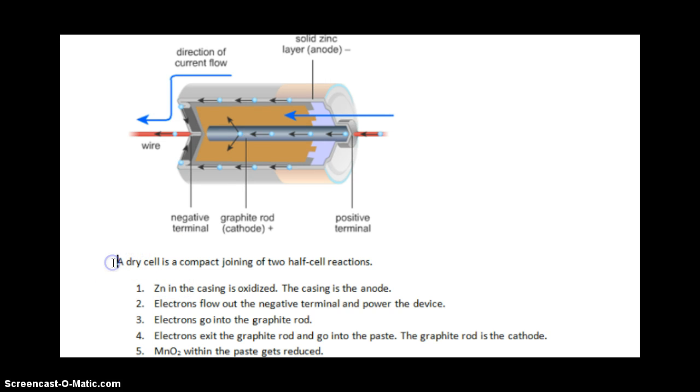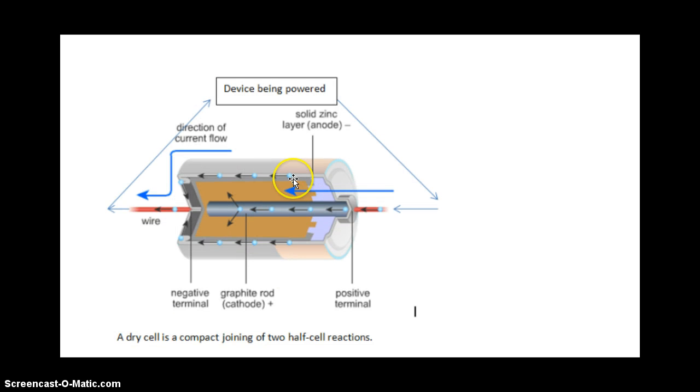A dry cell is a compact joining of 2 half-cell reactions. 1. Zinc in the casing is oxidized. The casing is the anode. 2. Electrons flow out of the negative terminal and power the device. 3. Electrons go into the graphite rod. 4. Electrons exit the graphite rod and go into the paste. The graphite rod is the cathode. 5. The manganese dioxide within the paste gets reduced. And I completed the picture so you can follow the electrons all the way around until they get reduced.